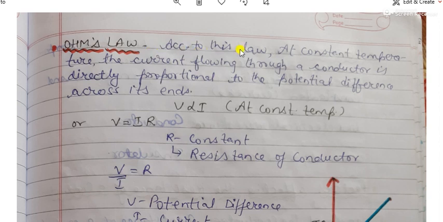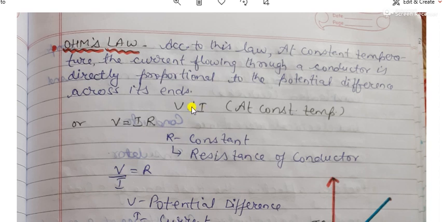According to this law, at constant temperature, the current flowing through a conductor is directly proportional to the potential difference across its ends. So the potential difference is directly proportional to the current produced, or we can say the current produced is directly proportional to the potential difference, but at constant temperature. So V is equal to IR.